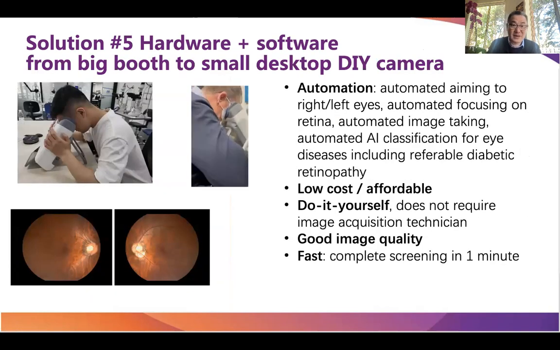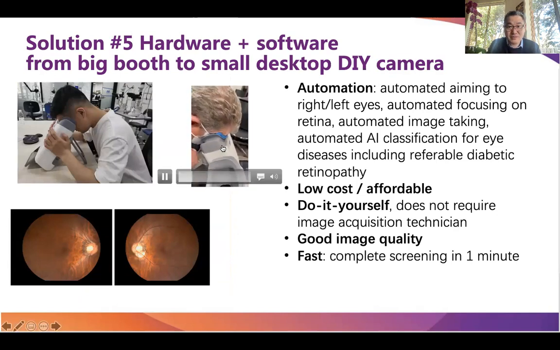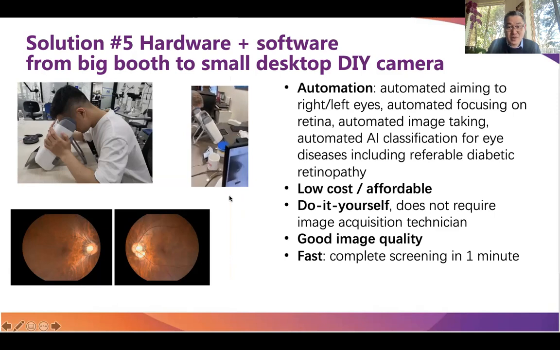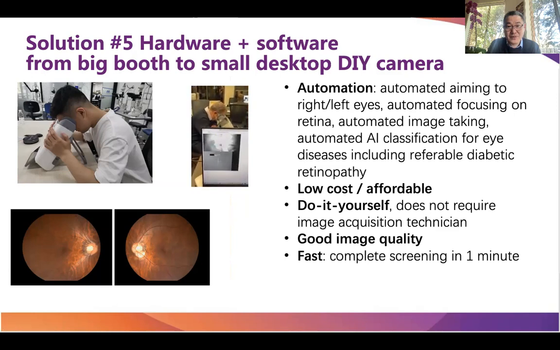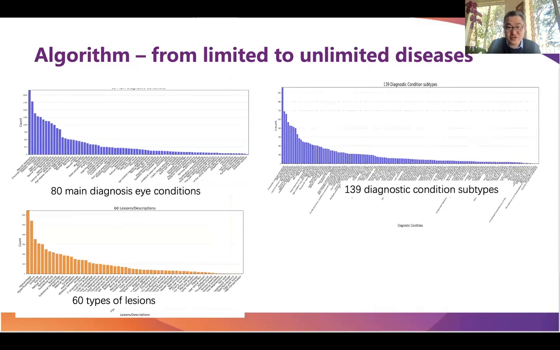So then we also made an even simpler solution. This is a desktop, fully automatic again, much smaller. So that's pretty quick. This is a low cost, affordable fundus camera, fully do it yourself, and it can generate reasonably good images. And the AI in combination will really improve the accessibility in the GP setting.